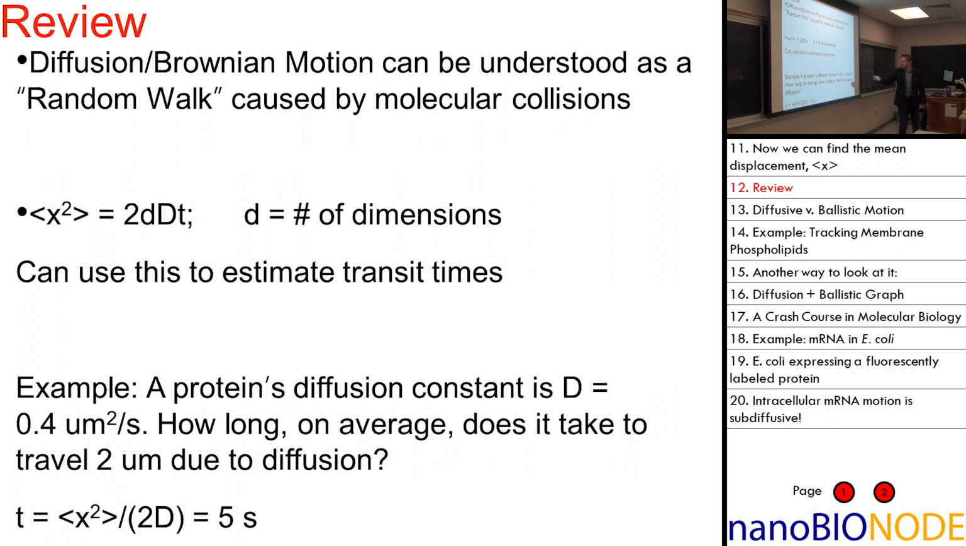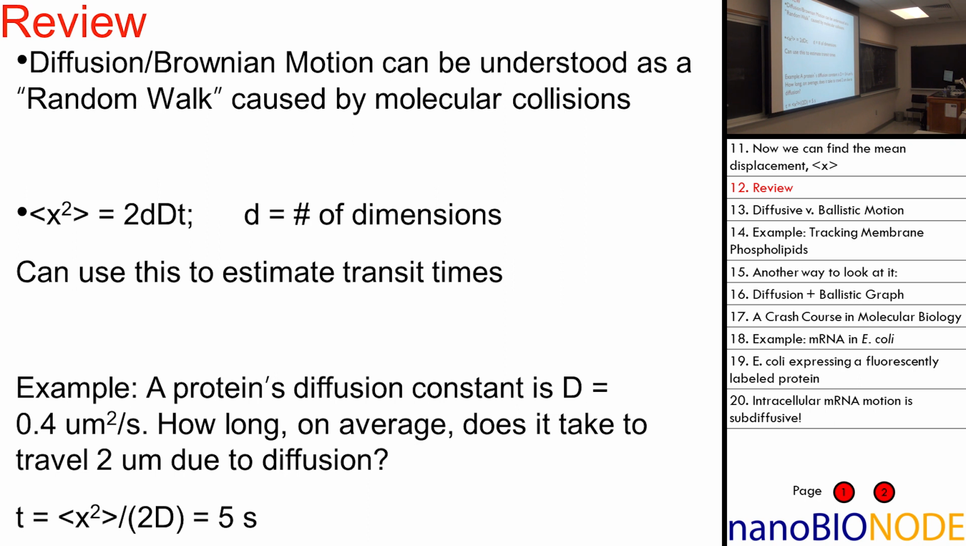So for example, you can ask, if I know this is the diffusion constant, how long on average will it take this protein to travel 2 micrometers? So this is like the length of an E. coli cell. What you would do is use this equation. I know that the average of x squared is equal to, in one dimension, 2dt. So the amount of time it will take to travel 2 micrometers is just x squared over 2d. So I would plug in 2 micrometers squared, divided by 2 times 0.4 micrometers squared per second. And you see that your units jive, yes?